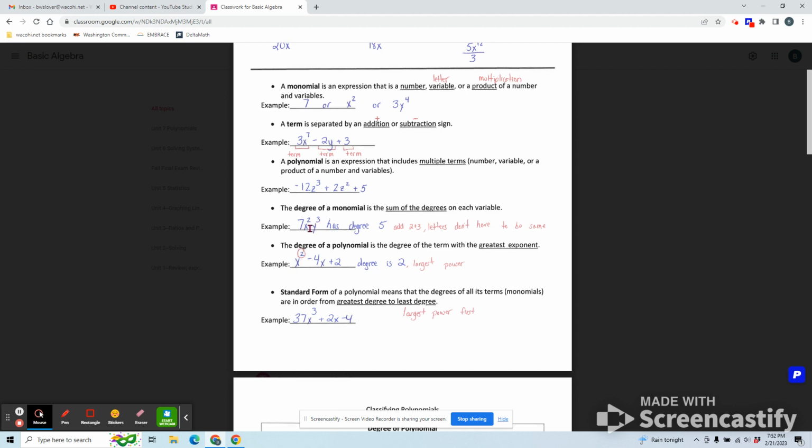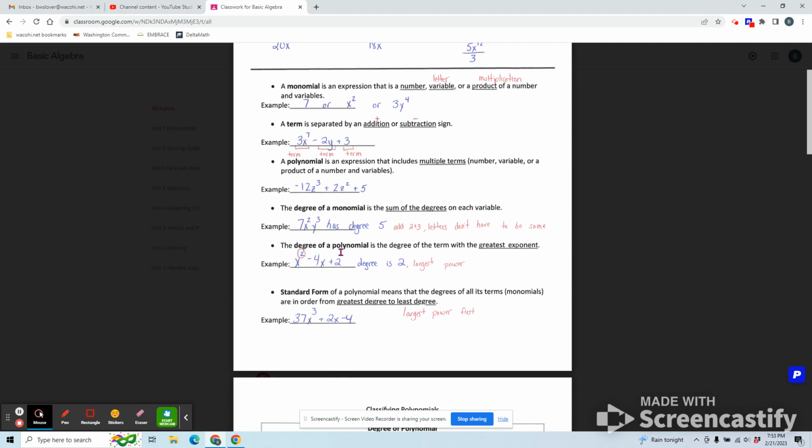And it doesn't matter that the exponents are different. It doesn't matter that the variables are different. It doesn't matter. I add those powers together, 2 plus 3. So just like it says here, 2 plus 3. I don't care what the letters are. They don't have to be the same. So my degree is 5 for that monomial.